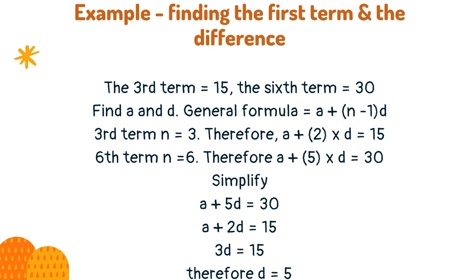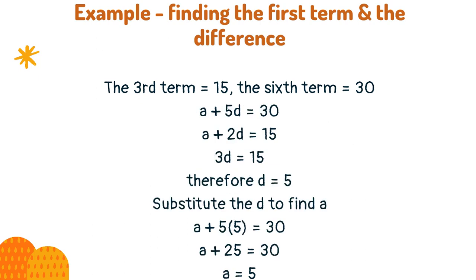For the sixth term n is 6. Therefore a plus 6 minus 1 times d equals 30. Simplify. a plus 5d equals 30. a plus 2d equals 15. 3d equals 15. Therefore d equals 5. Once the equations are written, subtract to remove a, solve for d, then substitute this value to find a.